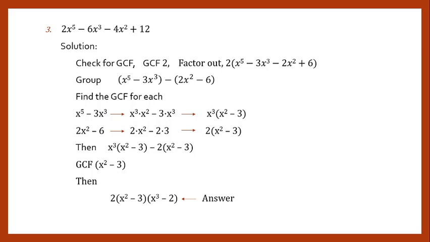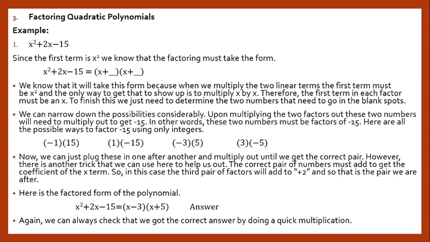Nilabas ko na yung x squared minus 3. Ang naiwan is x squared minus x raised to 3 minus 2. And then, huwag nyo kakalimutan yung 2 sa pinakaunang step. Kasi lahat ng apat na term ay may common factor na 2. So, yan ang final answer. So, double check na lang. Kapag dinistribute or FOIL method, dapat babalik sa given. And then, we have factoring quadratic polynomials.